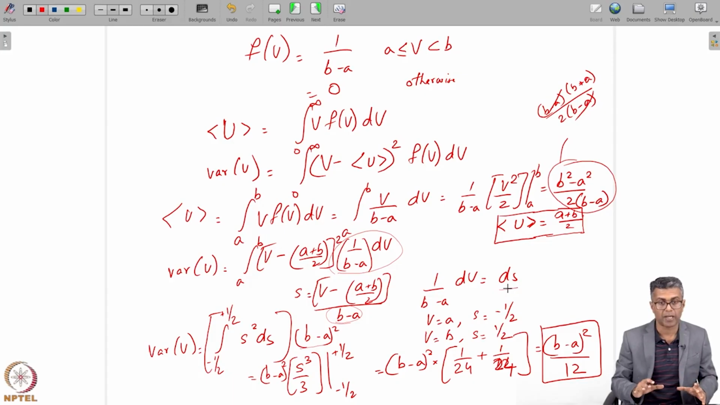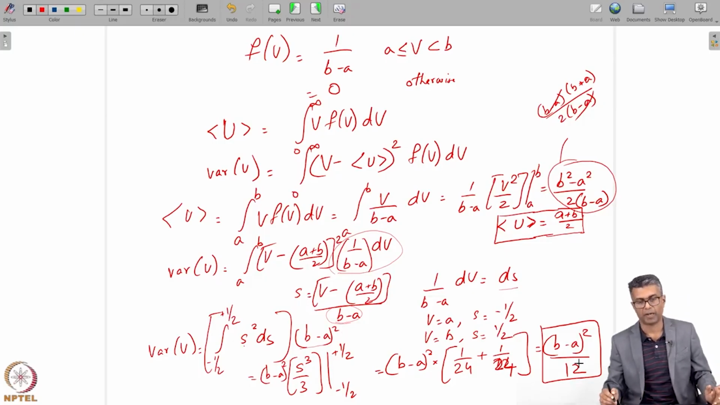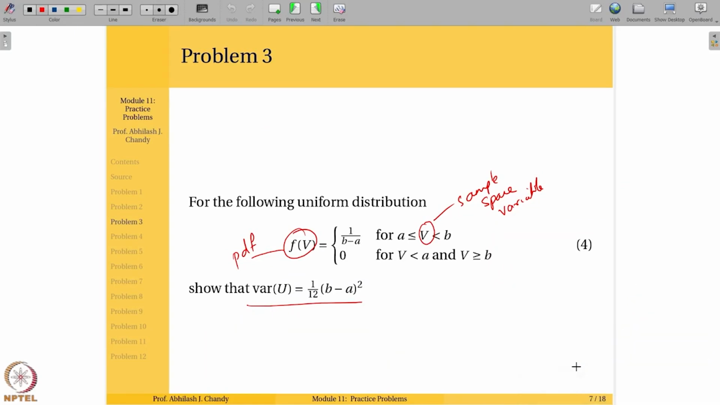So all that just plays out very well, and then I have the integral from minus half to half of s squared ds, of course with this whole thing multiplied by (b − a) squared. S squared ds becomes s cubed over 3. Limits are now minus half to half, and then when I do that calculation, I get (b − a) squared over 12. So I hope that was clear. This was a problem in PDFs where we had to derive what the variance was, and we just did. I hope that was clear.